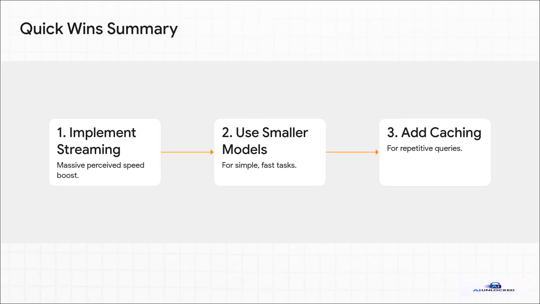So let's bring it all home with the 3 biggest takeaways. Seriously, if you do nothing else, do these 3 things. 1, implement streaming for a massive perceived speed boost. 2, use smaller, faster models for simple tasks. And 3, add caching to handle those repetitive queries. This is your fastest path to a faster app, period.